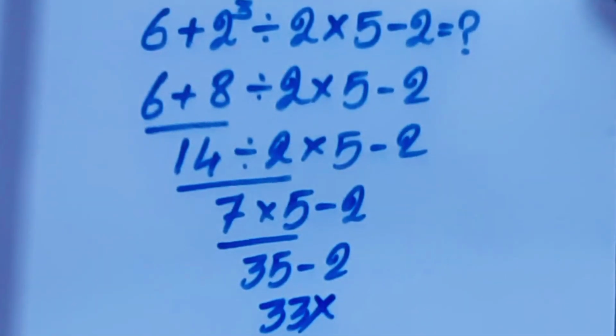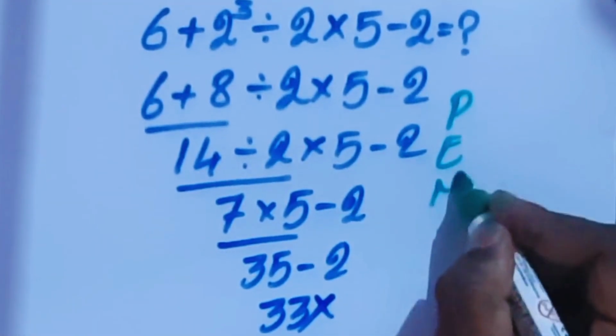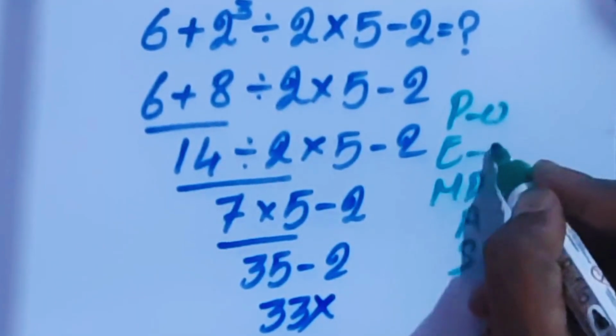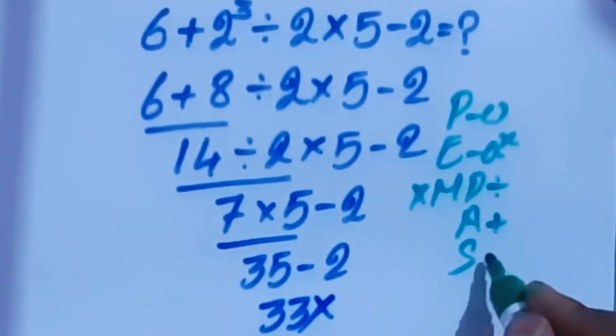As per the order of operations, this 33 is the wrong answer. Here we are going to introduce the PEMDAS rule from the order of operations. This is a bracket, higher priority, this is exponent. M stands for multiplication, D stands for division, A stands for addition, S stands for subtraction.